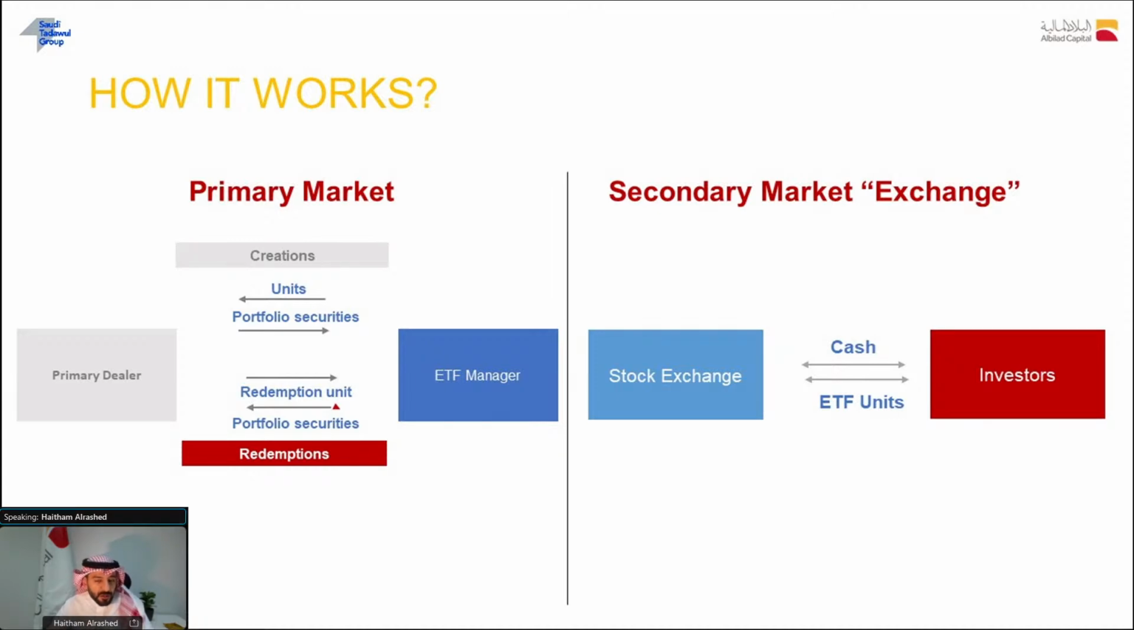This is a graph that simplifies the secondary market versus the primary market. On the right side, it is a simple buy and sell of a listed security. On the primary market, there is a primary dealer, the ETF manager, and a redemption and subscription process. It is more complicated, but is done within a very short time frame, depending on the underlying security of that specific ETF.